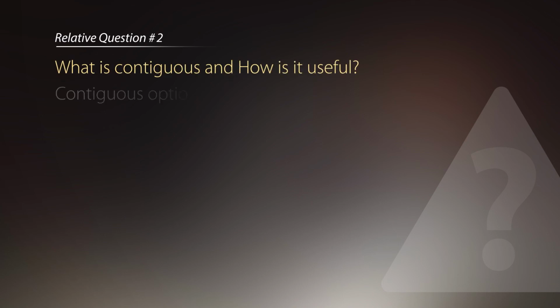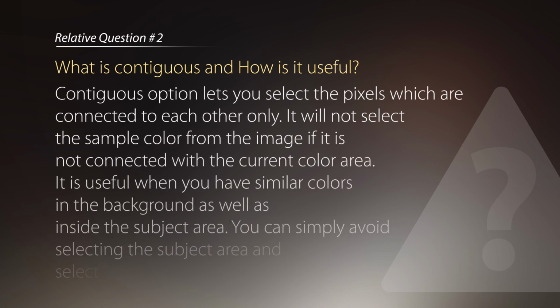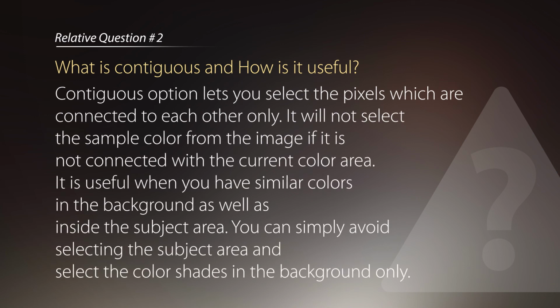The second question is what is contiguous and how is it useful? So contiguous option lets you select the pixels which are connected to each other only. It will not select the sample color from the image if it is not connected with the current color area. It is useful when you have similar colors in the background as well as inside the subject area. You can simply avoid selecting the subject area and select the color shades in the background only.